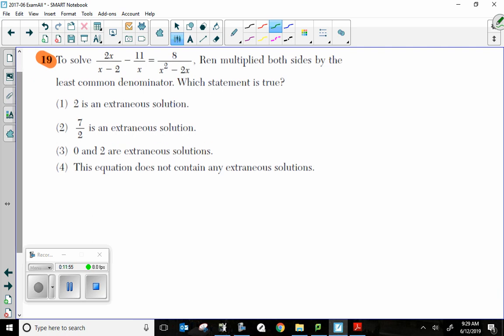And I'm just going to rewrite everything here. I have 2x over x minus 2. The whole key is I want to get my denominators the same. That means I'm going to factor each denominator. I cannot factor x minus 2 here. That's as good as it's going to get. Minus 11 over x. I cannot factor x anymore. That's just going to be an x down there. Equals 8 all over... I can factor this. I can pull an x out, and what's left would give me x minus 2.